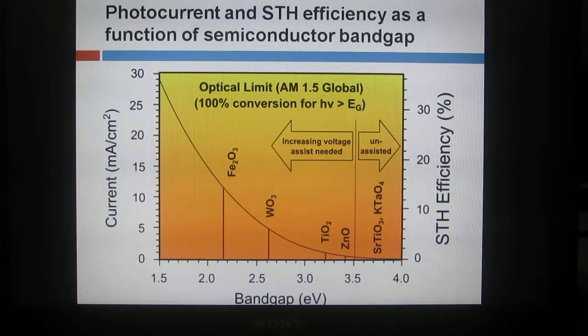In this slide we can see the photocurrent and solar to hydrogen conversion efficiency as a function of band gap energy. Here we can see that on decreasing the band gap energy of a semiconductor, we can increase the solar to hydrogen conversion efficiency and photocurrent density under one sun illumination.